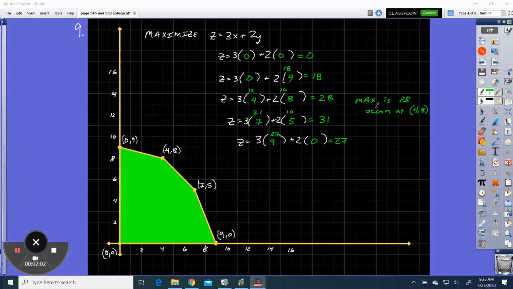And hopefully you all looked at that and you're like, are you sure that 28's bigger than 31? Because last I checked it wasn't. So you see that I messed up. The maximum value is 31, not 28, and it occurs at 7, 5. That's a little better. So there's our biggest value, and it occurs at 7, 5. Sorry about that hiccup at the beginning. We'll hopefully do better from here on.